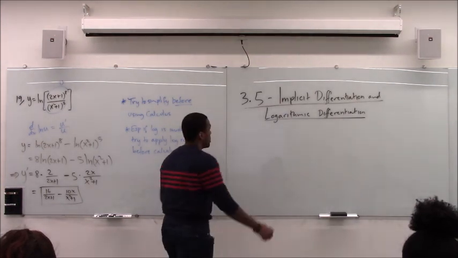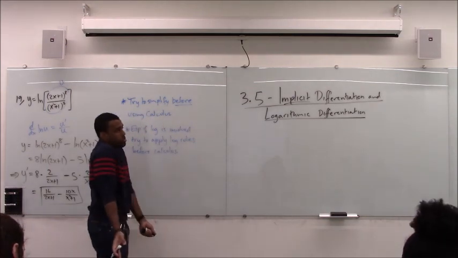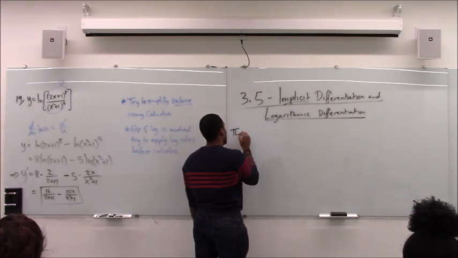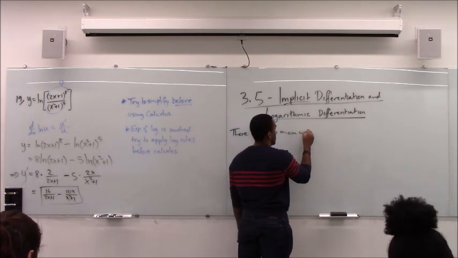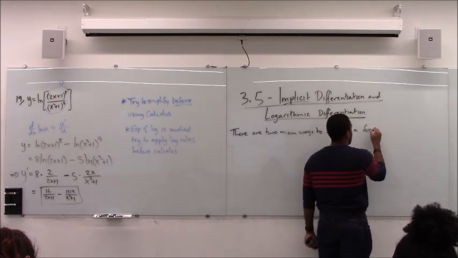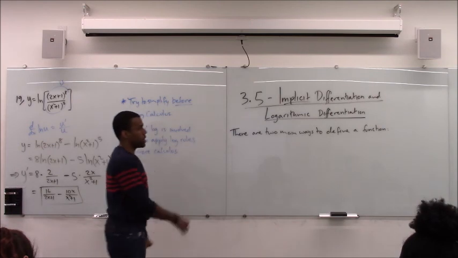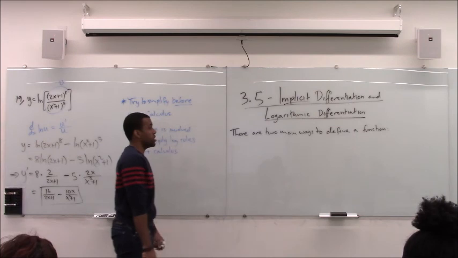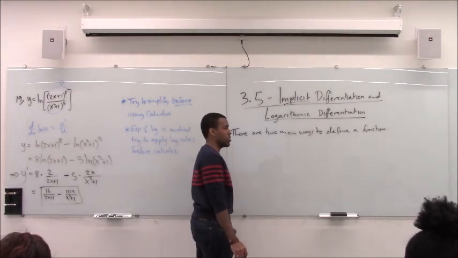So first let's talk about where does the word implicit come from? What's the difference between implicit differentiation and regular differentiation? So here's the idea. There are two main ways to define a function. So remember, a function is just a rule that tells you, if I give you an input, here's how you compute a corresponding output, right? So that for every input you give me, there's only one corresponding output. There are two main ways to actually write down a function in terms of its formula.